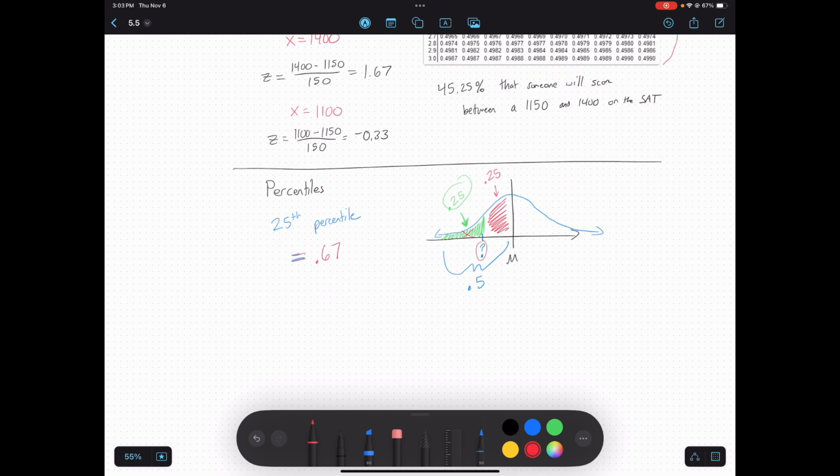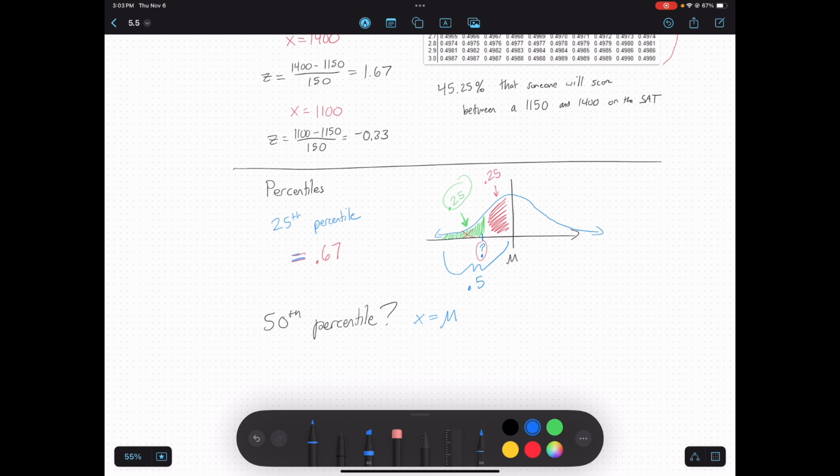So with that in mind, let me ask you this question. What's the 50th percentile? Well, this is asking the question, what data value will give you 50% of your data to the left of it? And if we understand normal distributions correctly, we can understand that this actually ends up being the mean. The mean is always your 50th percentile because the mean will split your data exactly in half.